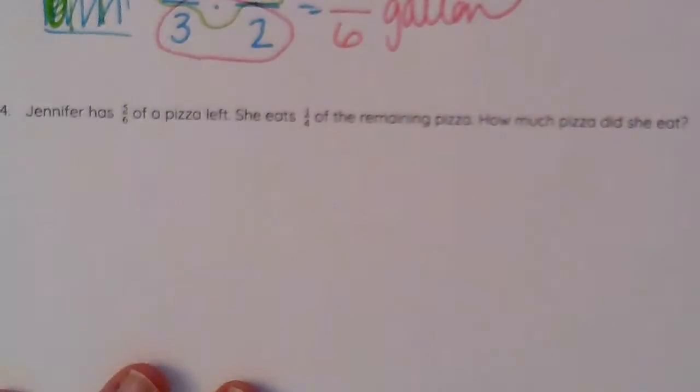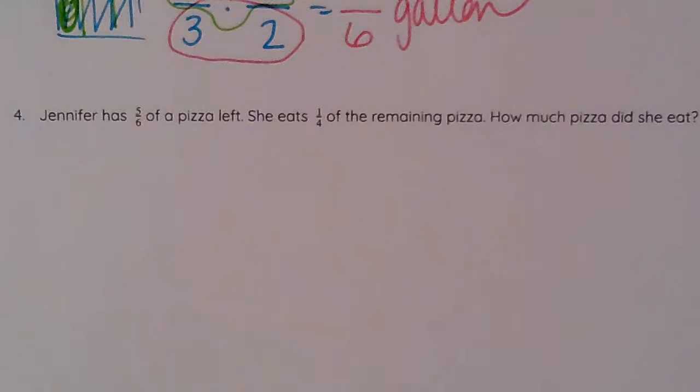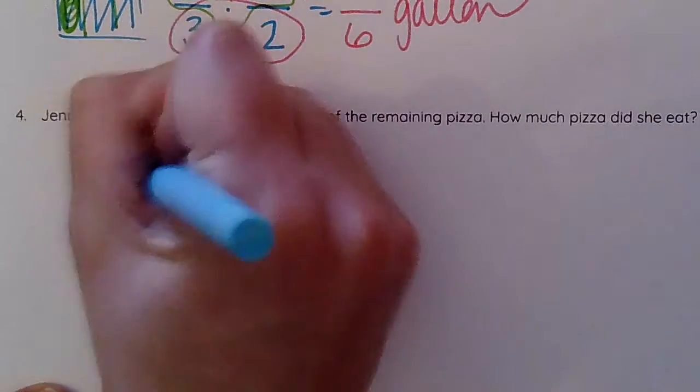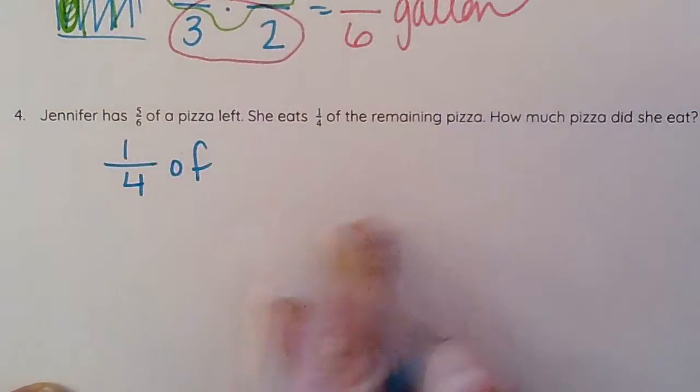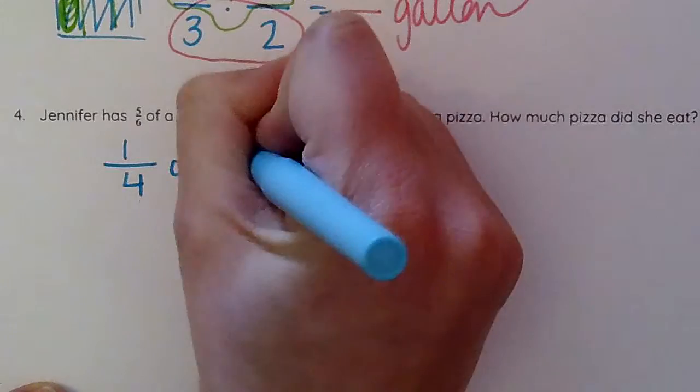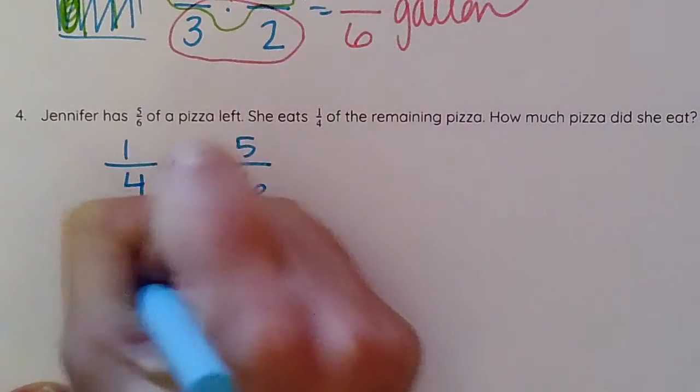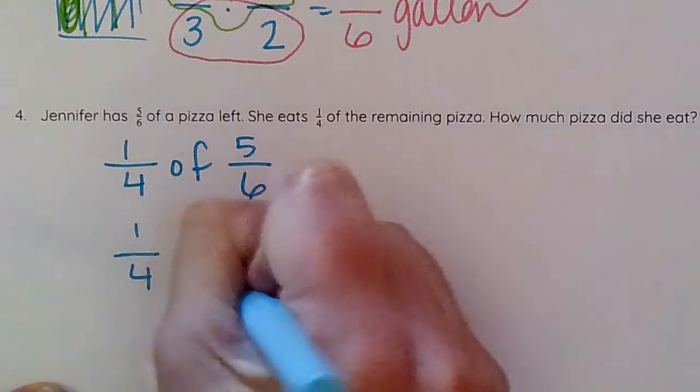All right, so let's go ahead and do the bottom problem. It says Jennifer has 5/6 of a pizza left. She eats 1/4 of that remaining pizza. Okay, so we eat 1/4 of the remaining, which is 5/6. I can rewrite that. 1/4 times 5/6.